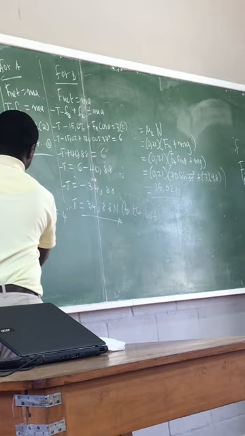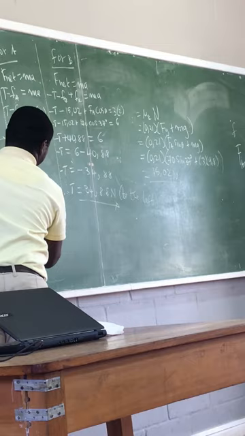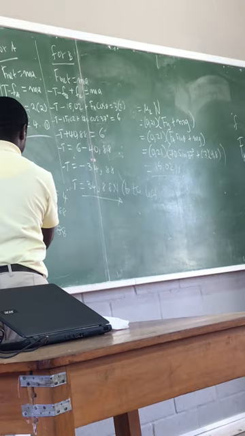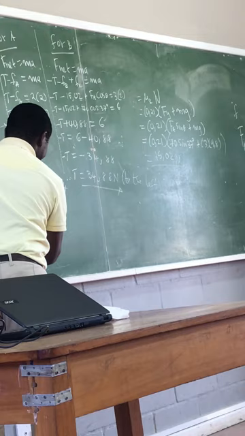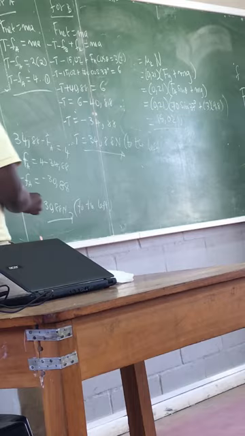Negative 8. Negative t, I can go 30.88. So negative t is equal to 30.88. Go to one.